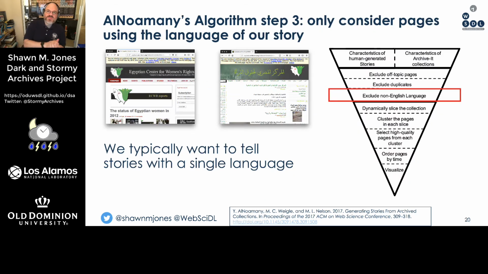Now, Al-Nomani's algorithm step 3: only consider pages using the language of your story. Typically, we want to tell a story with a single language. Now, you can skip this step if you're not particularly interested in trying to make a story all Japanese or all English or something like that. But typically, we have an idea that the people who are going to visit our story are going to speak one language, unless, of course, your goal is to expose the diversity of languages that exist in your collection.